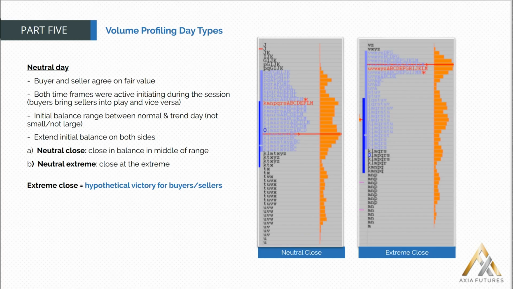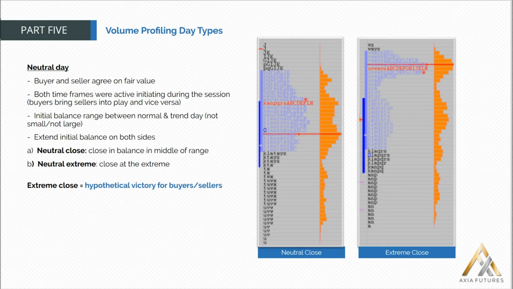Initial balance range for the neutral day will be between a normal day, so very, very wide, and a trend day, which can be small or medium. So the initial balance size of a neutral day can be relatively average. As you can see in the example, the market trades on both sides of the initial balance.